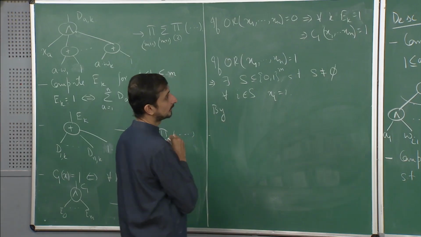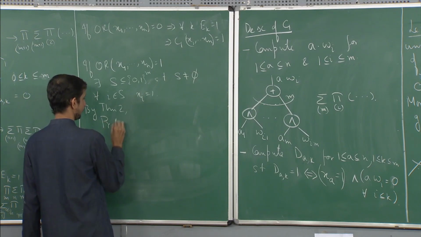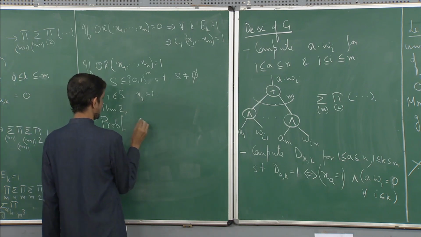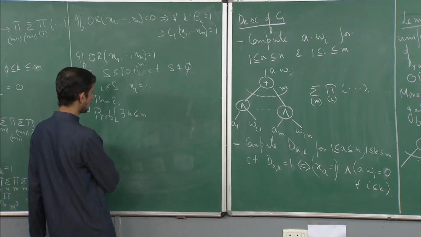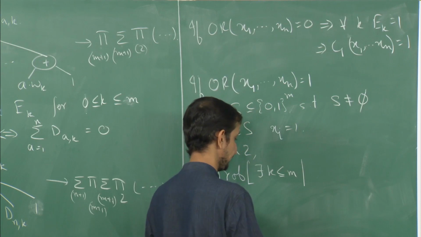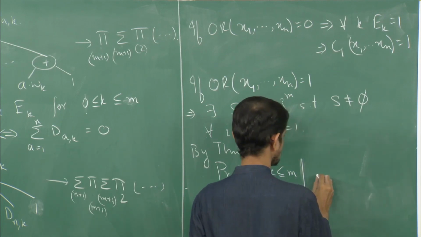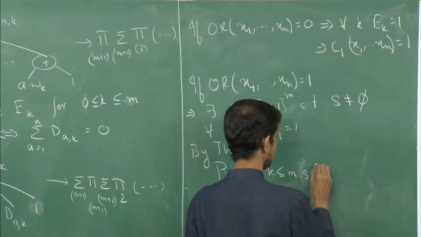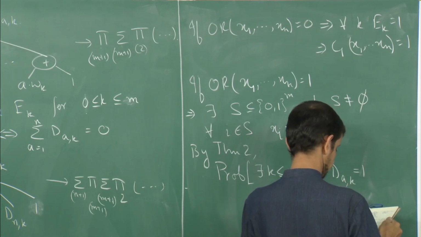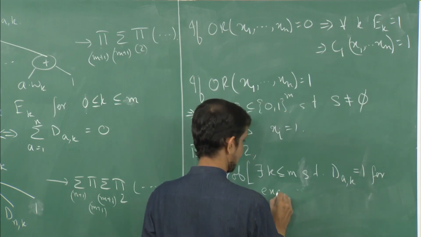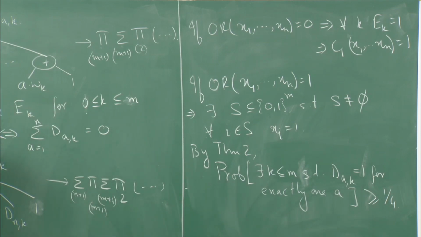That was Theorem 2. By Theorem 2, the probability that there exists a k which is less than m such that D_a^k is equal to 1 for exactly one a is at least 1/4, exactly what you said.